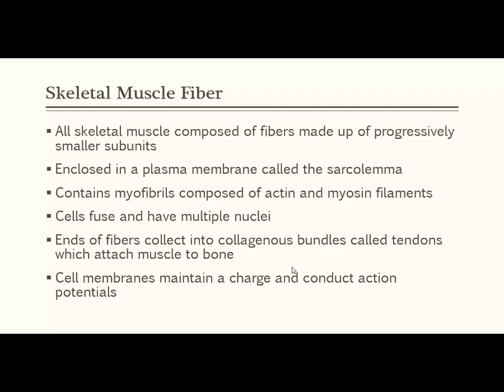Outside of any given cell is a plasma membrane called the sarcolemma. So this plasma membrane has a specific name. It's the sarcolemma. Within the sarcolemma, there are fibrils, myofibrils, muscle fibers that are composed largely of these two proteins, actin and myosin. The cells are not individual cells so much as they are a set of fused cells with multiple nuclei.